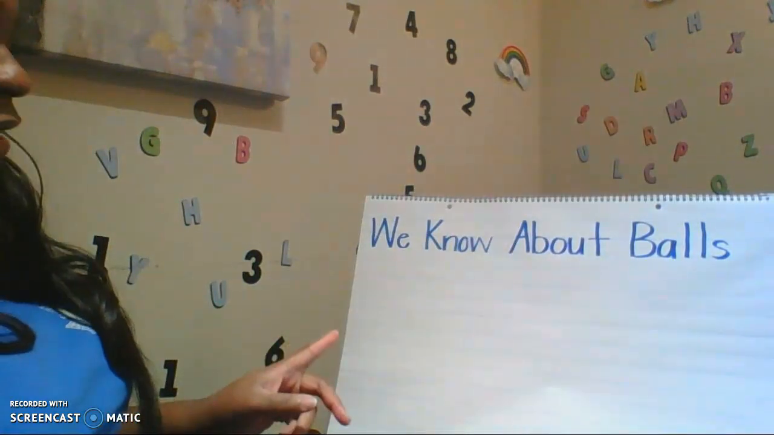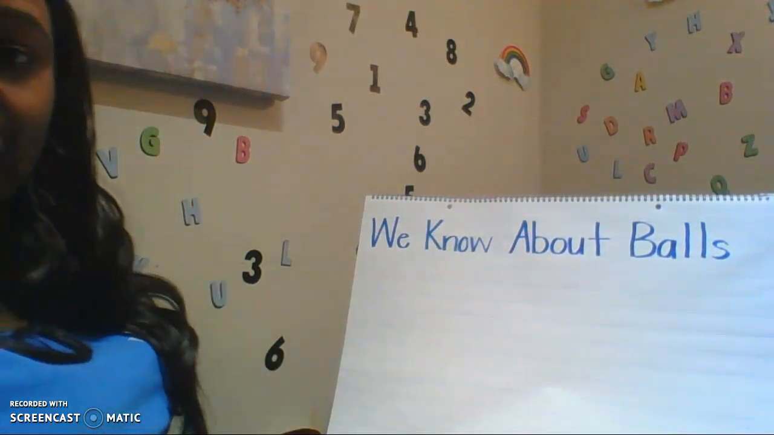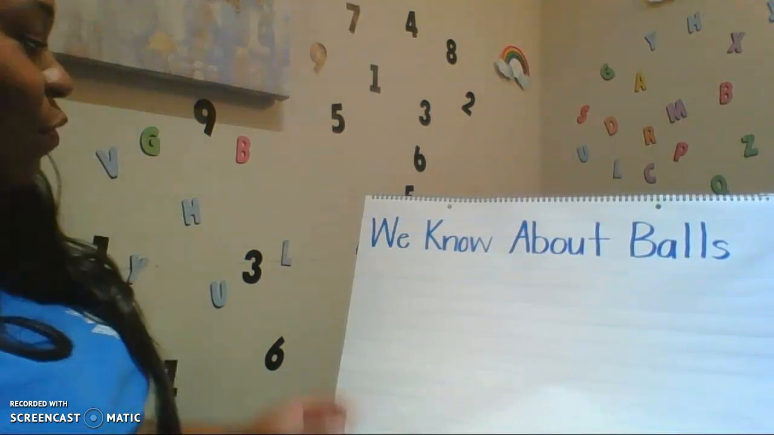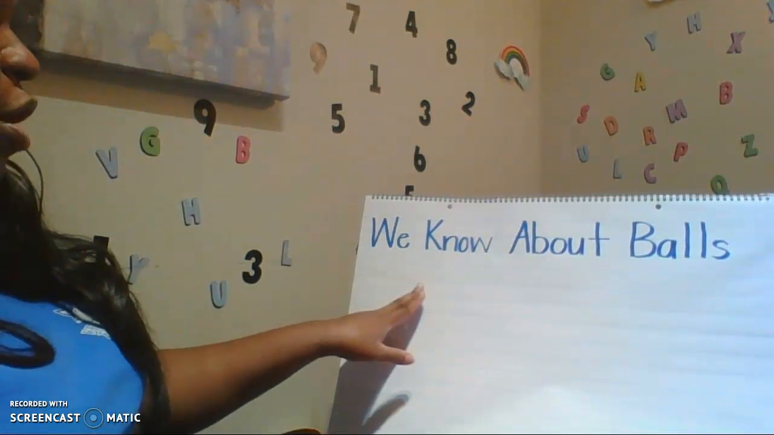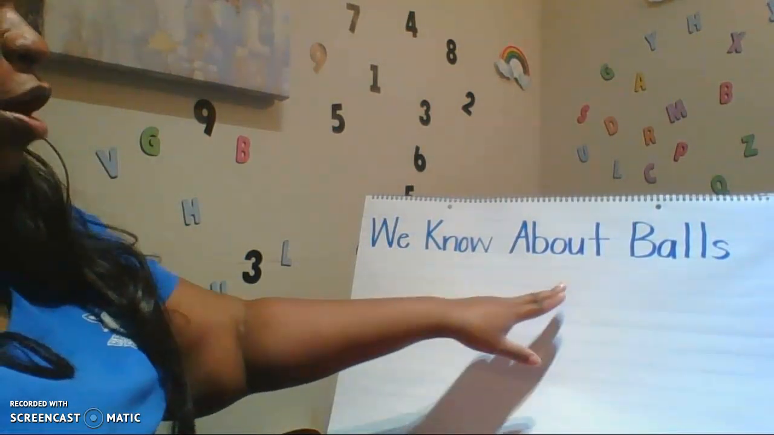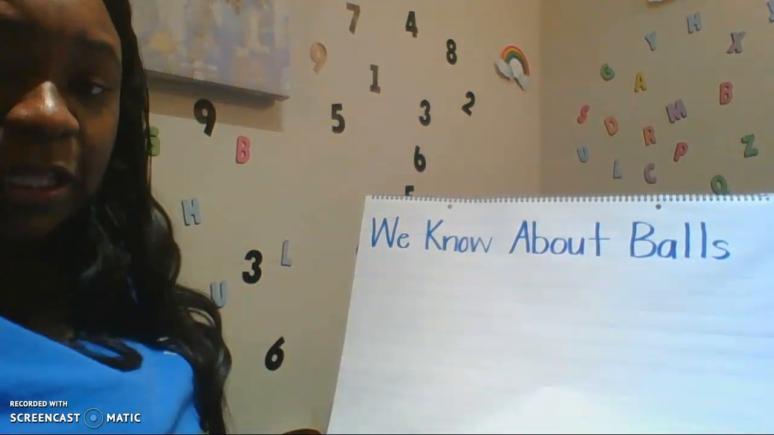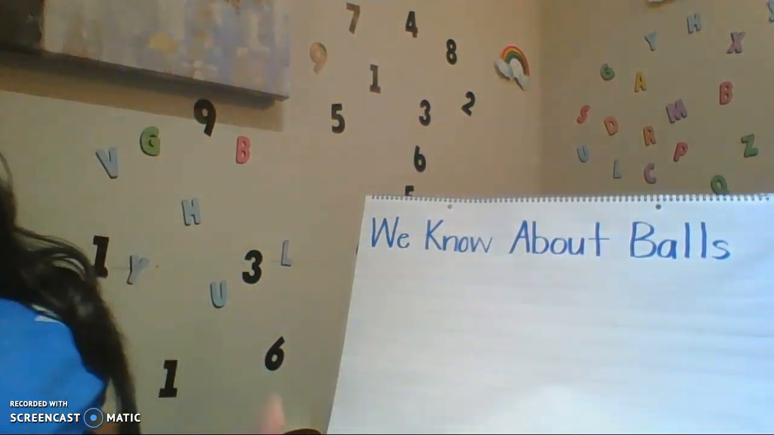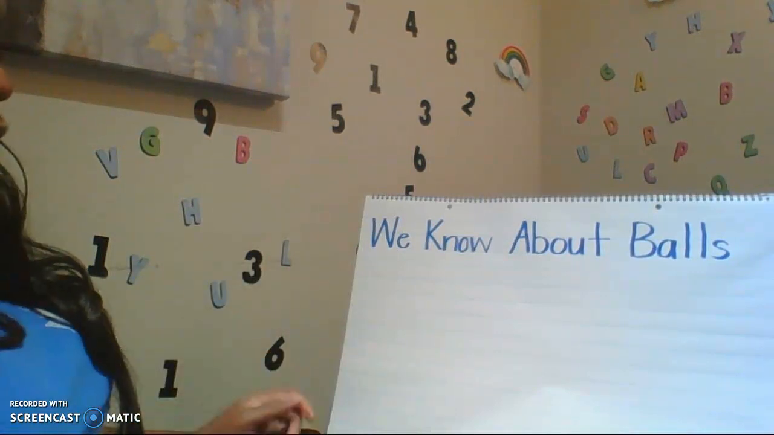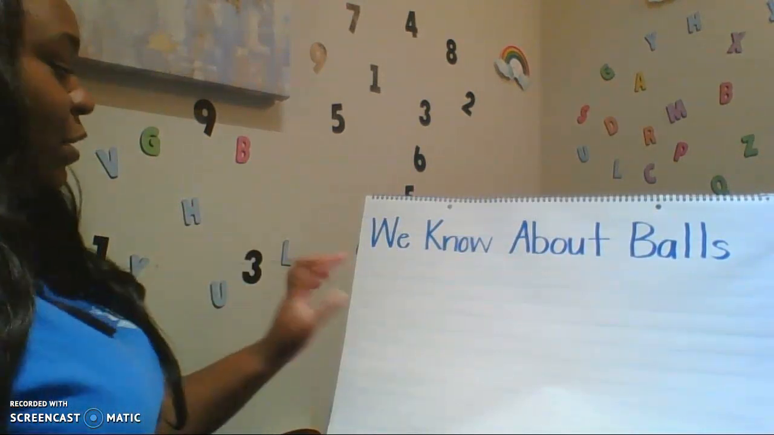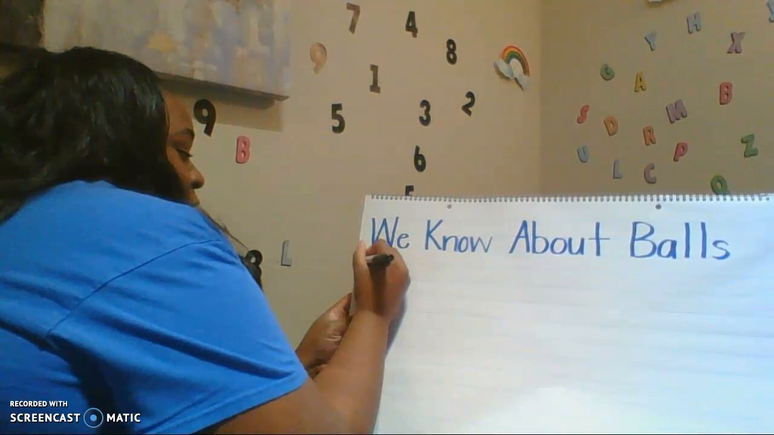One thing that we've learned is that balls are different sizes, right? So I'm going to write, we know that balls are small. Are some balls small? Yes. We know that balls can be small. We know balls can be small. So here we go. Here's my sentence.